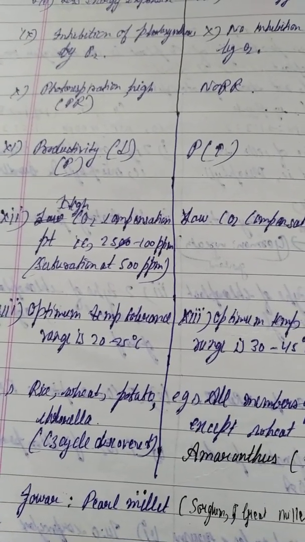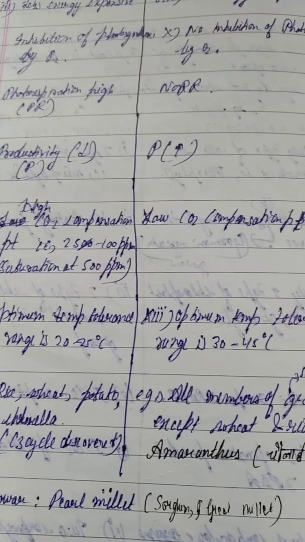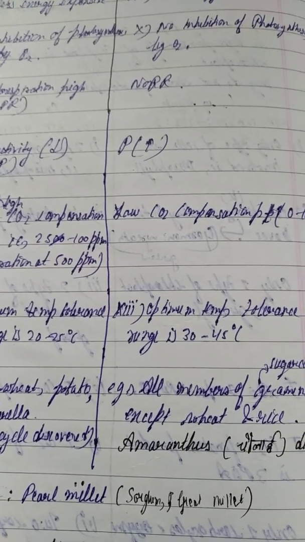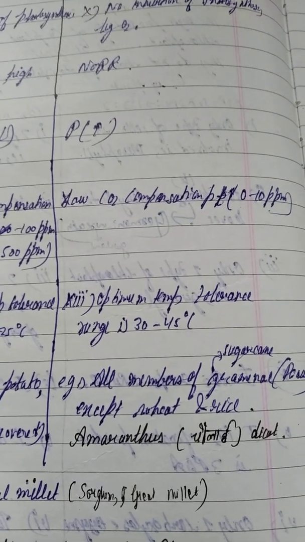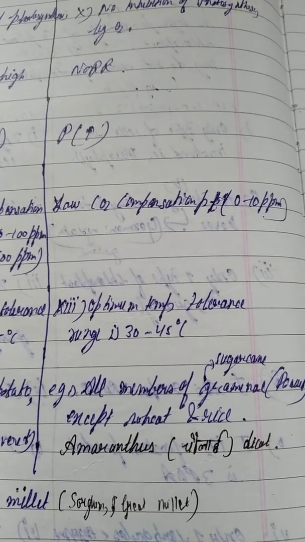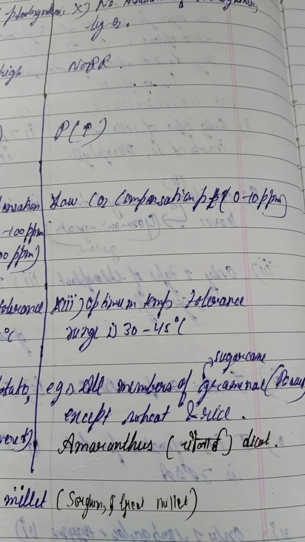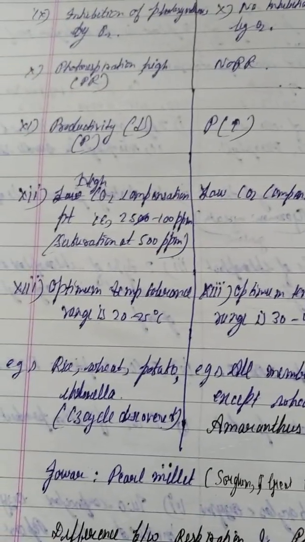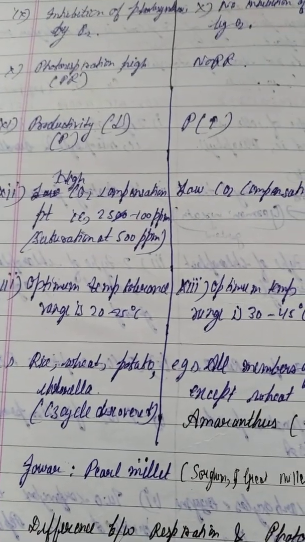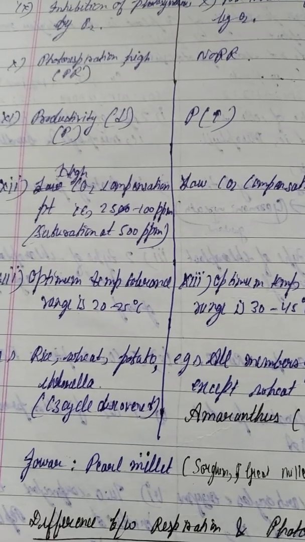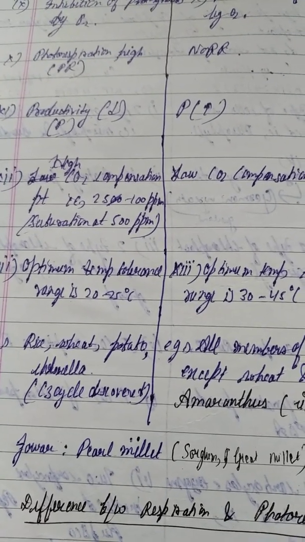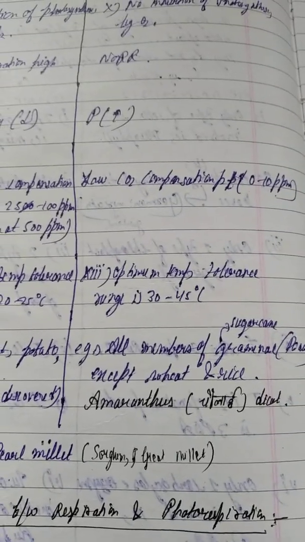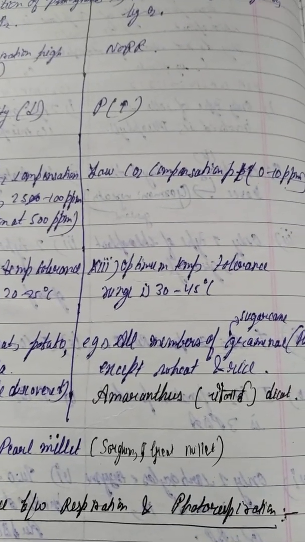C3 plant has a high CO2 compensation point, 25 to 100 ppm. And C4 plant has a low CO2 compensation point. Students, it is asked what is the CO2 compensation point of C4 plant. So please remember, 0 to 10 ppm is the CO2 compensation point for C4 plant, while C3 plant has a CO2 compensation point of 25 to 100 ppm. Optimum temperature tolerance range for C3 plant is 20 to 25 degrees centigrade. Optimum temperature tolerance for C4 plant is 30 to 45 degrees centigrade.